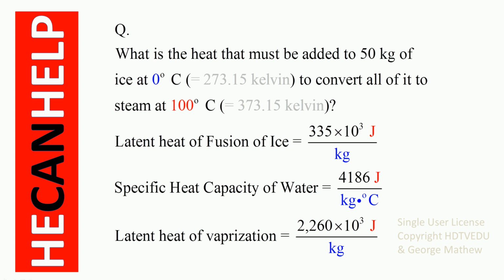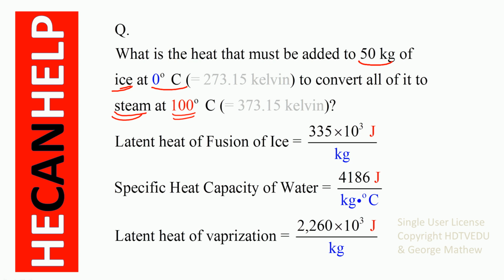Question: what is the heat that must be added to 50 kg of ice at 0 degrees Celsius to convert all of it to steam at 100 degrees Celsius? So we are going from ice at 0 to steam at 100 degrees Celsius.